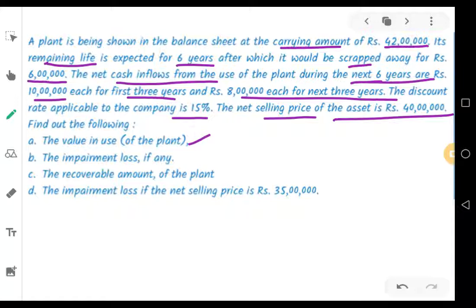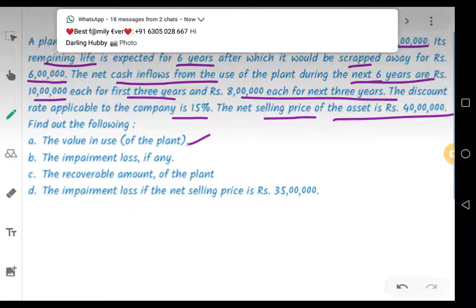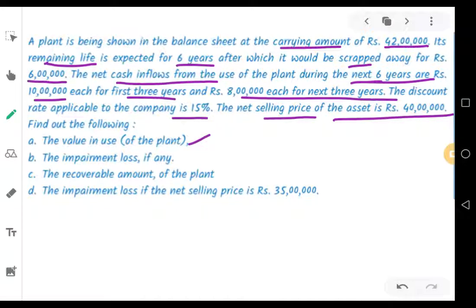Second question is the impairment loss, if any. To calculate the impairment loss, we have to subtract recoverable value from the carrying amount. So carrying amount minus recoverable value will be your impairment loss. To calculate recoverable amount, fair value and value in use both are given. Fair value is given and value in use is also available. So we have to calculate that.